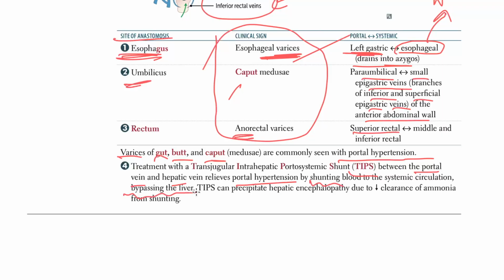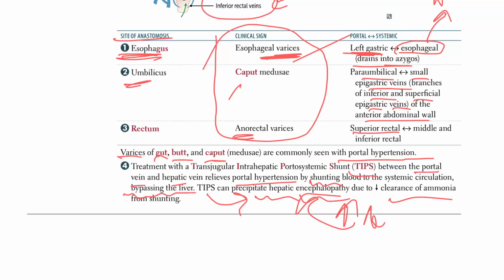TIPS can precipitate, now the problem is, you're bypassing the liver. The liver is not a small organ. It is doing a lot of work. So when you do bypass it, there's a risk that it can precipitate hepatic encephalopathy due to decreased clearance of ammonia from shunting. So increased ammonia causes encephalopathy. That's the risk of that shunting, TIPS.